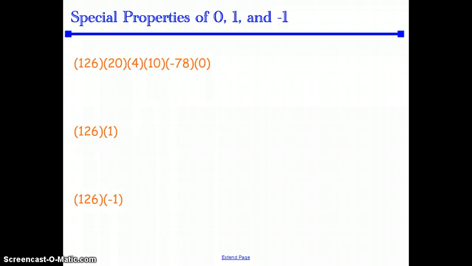The last thing we need to talk about in multiplying and dividing is special properties of 0, 1, and negative 1. If we look at this problem right here, which is long and complicated looking, we've got 126 times 20 times 4 times 10 times negative 78 times 0. Something that you should remember about multiplying by 0 is that when you multiply by 0, no matter what you're multiplying, the answer is always 0. So because there's this 0 in here, it cancels everything out, and the answer is 0.